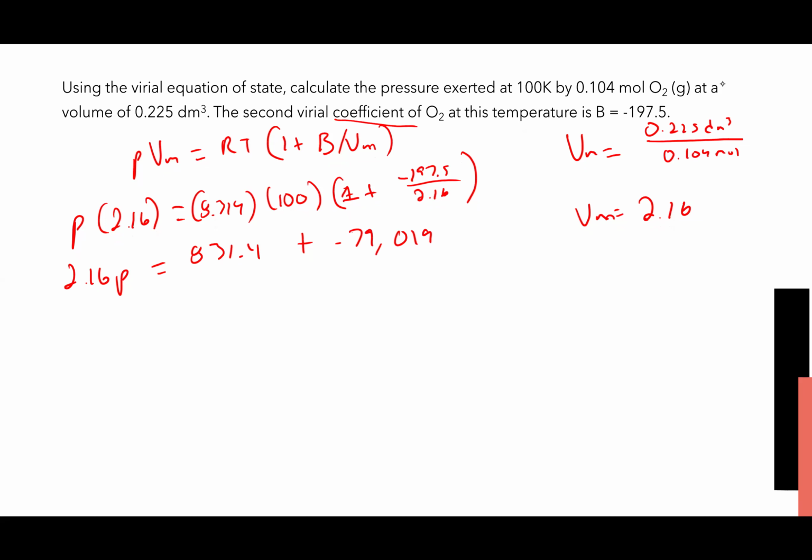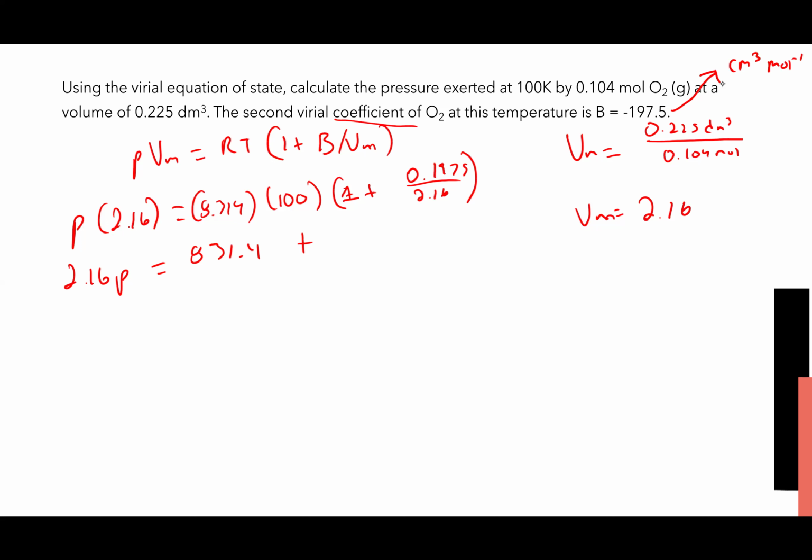Well, the problem is that this number, the units of it are in centimeters cubed per mole, right? And our molar volume is in decimeters cubed, right? So it's not negative 197.5, right? It's going to be divided by 1,000, which is 0.1975, right? Let's do that instead.